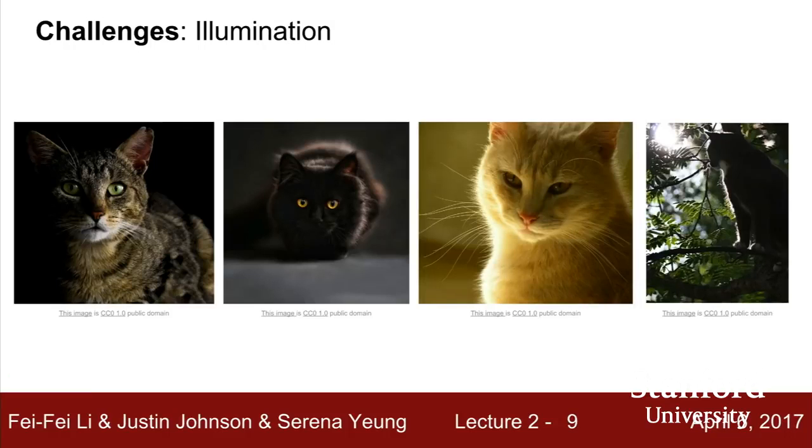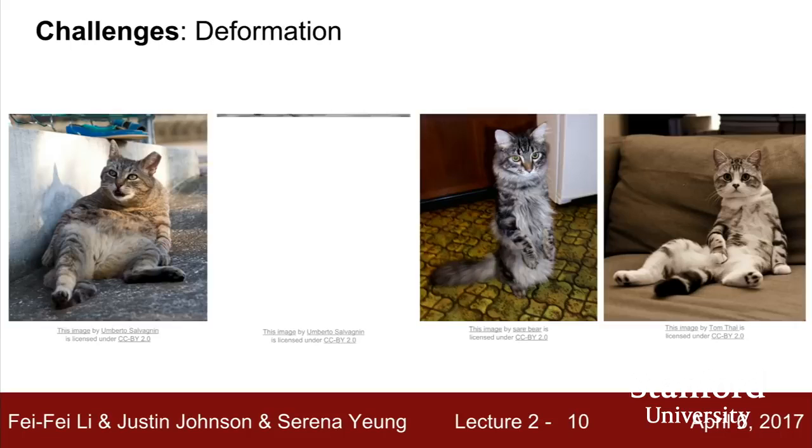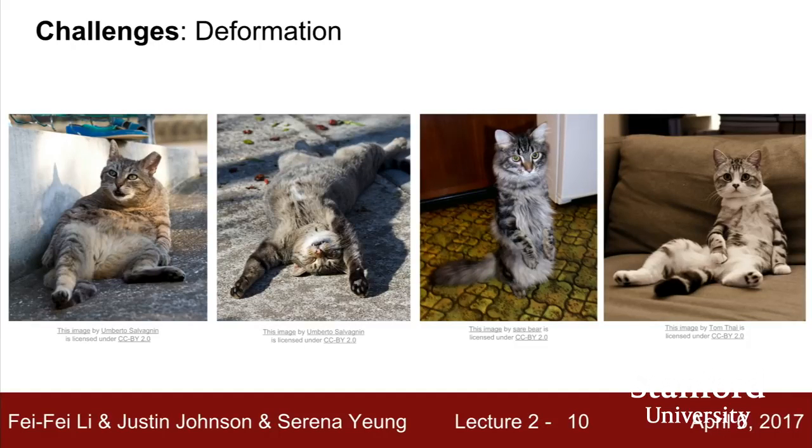But not only is viewpoint one problem, another is illumination. There can be different lighting conditions going on in the scene. Whether the cat is appearing in a very dark, moody scene, or in a very bright, sunlit scene, it's still a cat. And our algorithms need to be robust to that. Objects can also deform. I think cats are maybe among the more deformable of animals that you might see out there. And cats can really assume a lot of different varied poses and positions. And our algorithms should be robust to these different kinds of transforms.